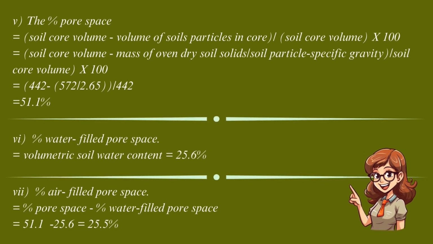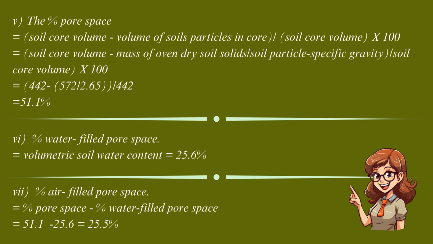To calculate the percent pore space, subtract the volume of soil particles, calculated by dividing the mass of dry soil by the specific gravity of the particles, from the total soil core volume. This difference is then divided by the total core volume and multiplied by 100 to give the percentage of the soil that is made up of pores. In this case, 51.1% of the soil core volume is pore space.